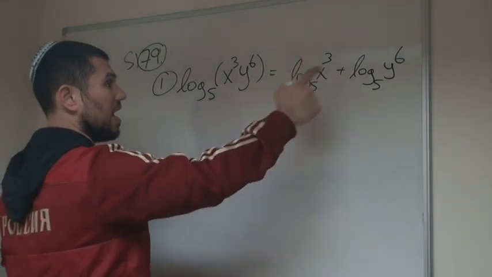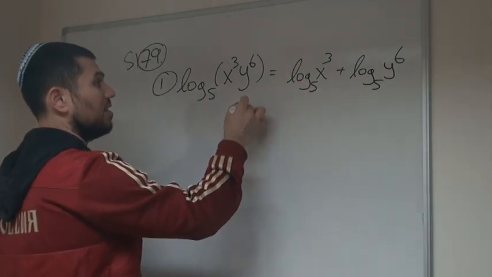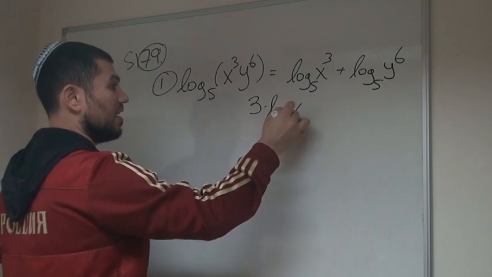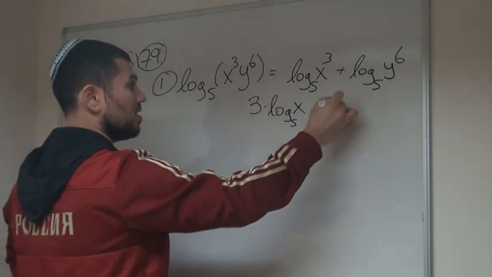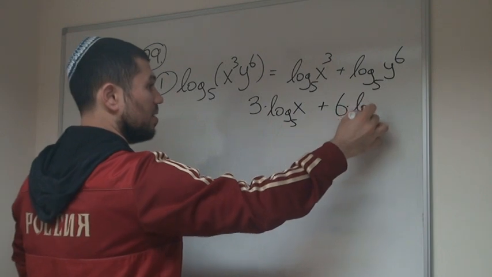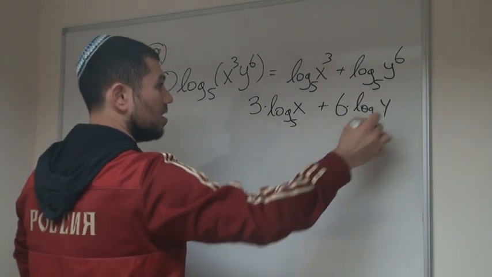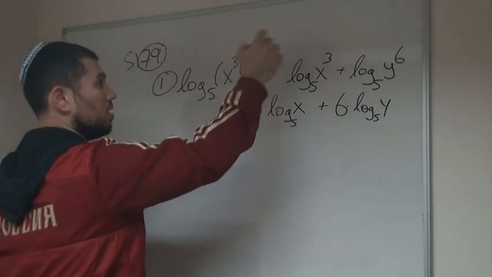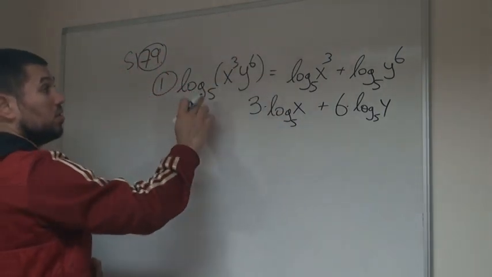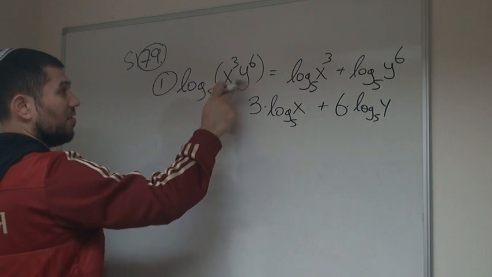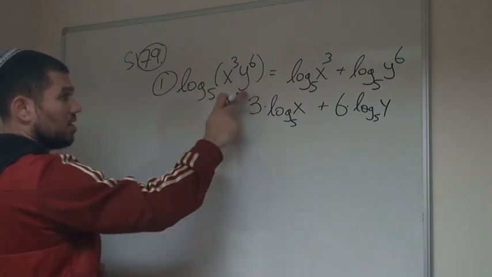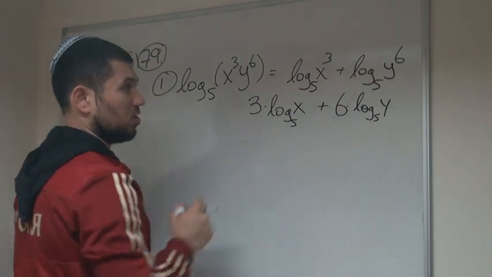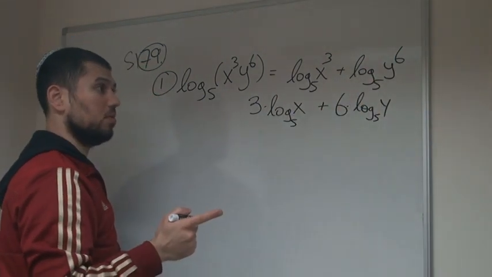Next, I'm going to bring down the power. I'm going to rewrite this as 3 times the log to the base 5 of x plus 6 times the log to the base 5 of y. So first I used rule 1 to break up the product of the two factors within one log expression to be the sum of two log expressions. That was rule number 1 that we used.